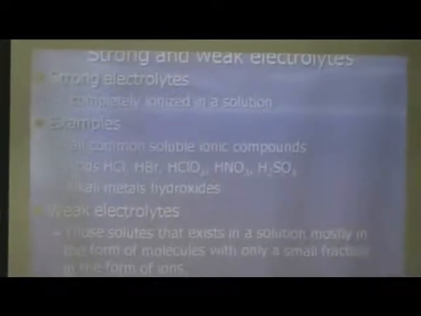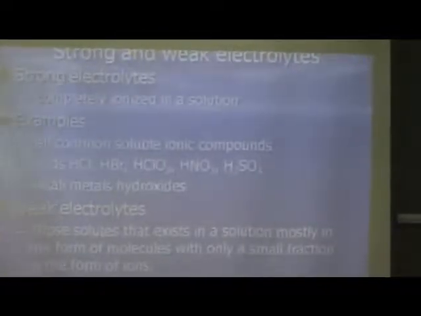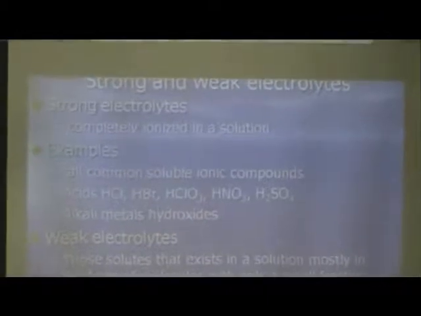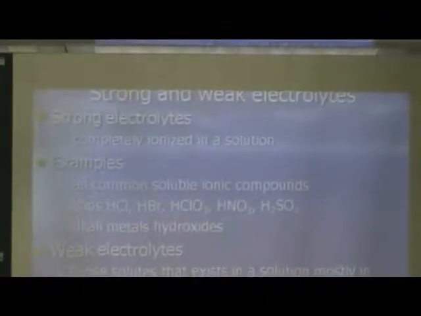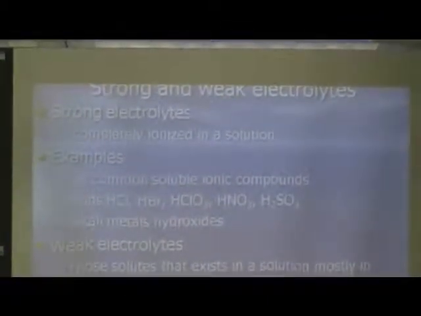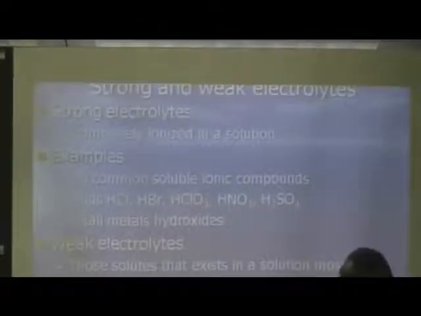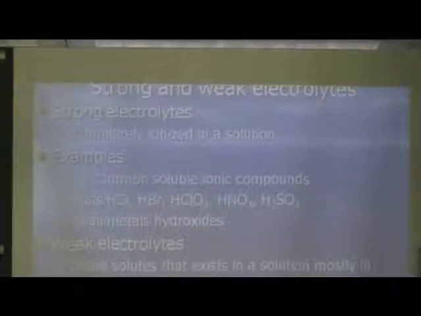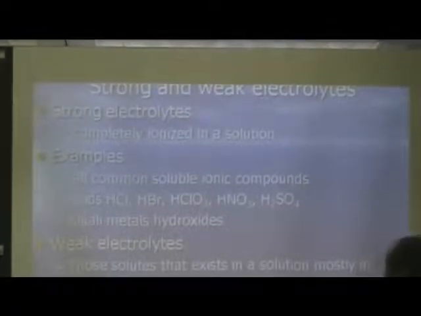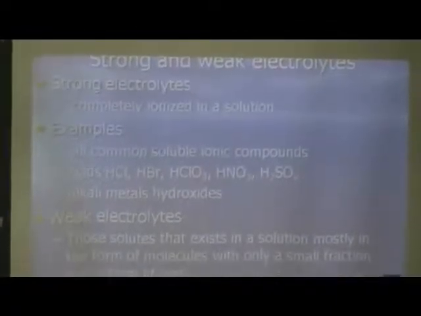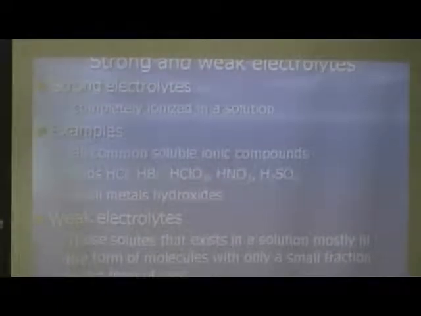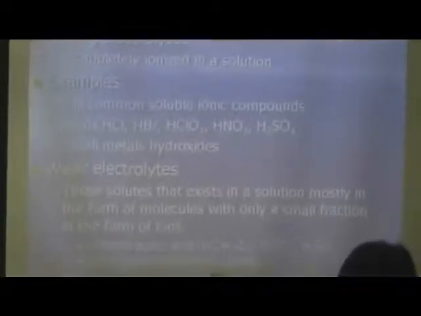Okay? So like carbonic acid, sulfurous acid, acetic acid, and hydroxides of transition metals are not completely dissociated. They are not completely dissociated. So we call them a weak electrolyte.